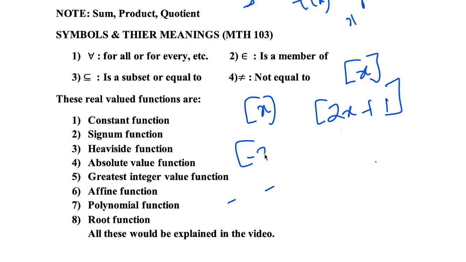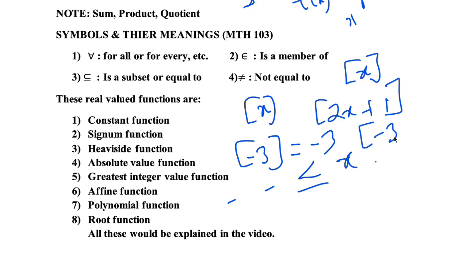It remains the same. For example, greatest integer value function of minus 3 is what? Minus 3, right? The greatest integer value function is simply the greatest integer that is less than or equal to that number. Let's call it x. So in this case, minus 3, it will be equal to minus 3.